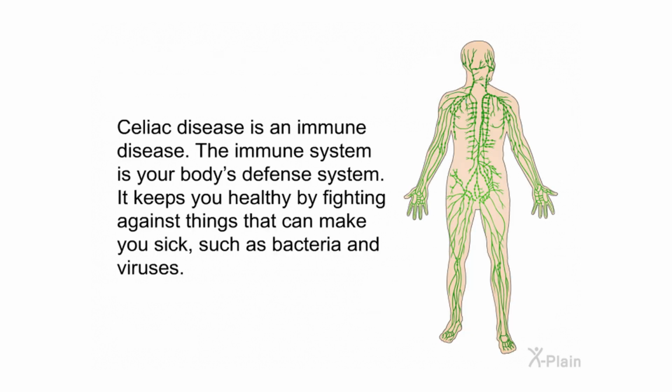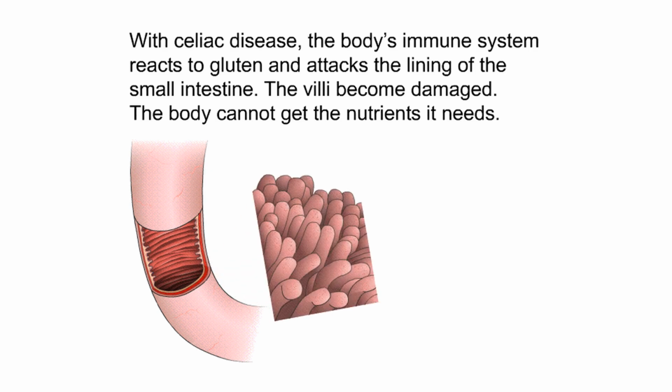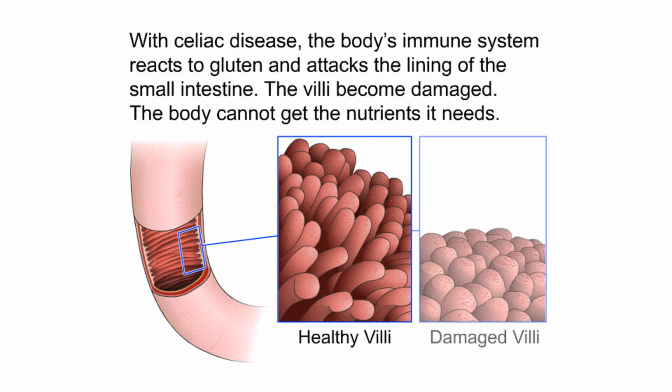Celiac disease is an immune disease. The immune system is your body's defense system. It keeps you healthy by fighting against things that can make you sick, such as bacteria and viruses. With celiac disease, the body's immune system reacts to gluten and attacks the lining of the small intestine. The villi become damaged. The body cannot get the nutrients it needs.